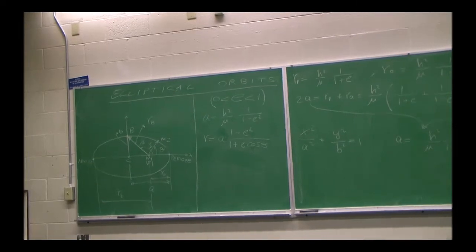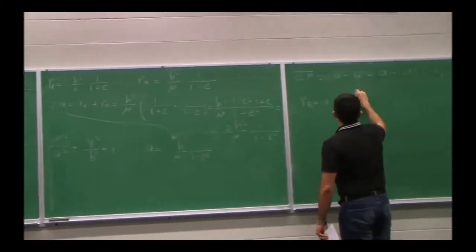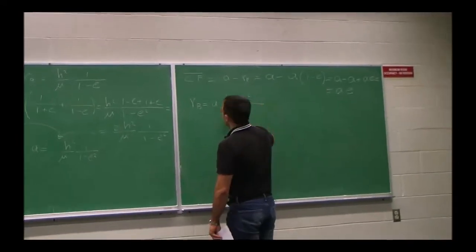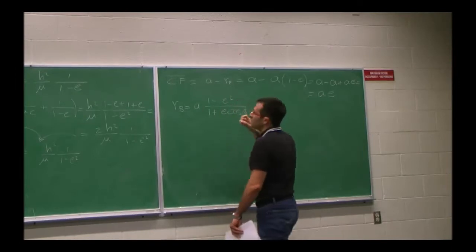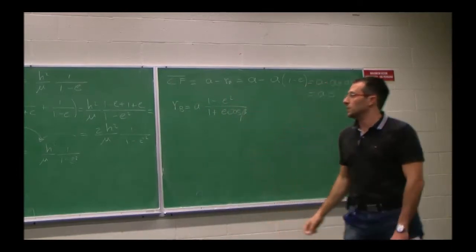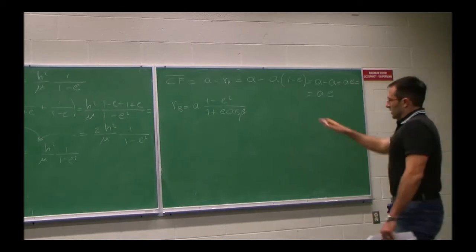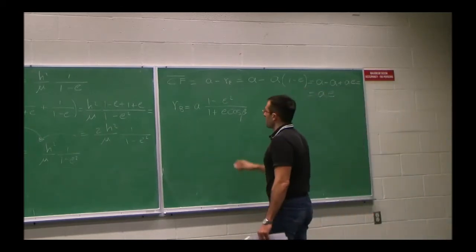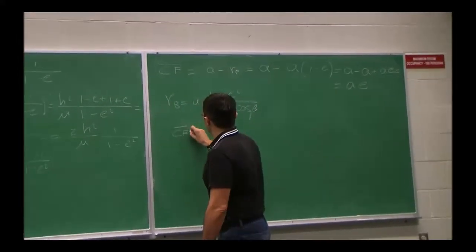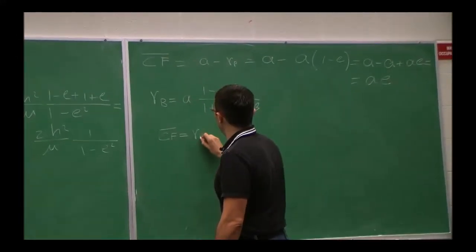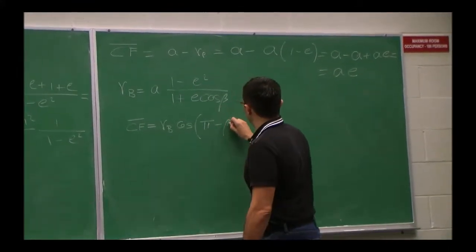So RB would be, going to reuse that expression, A 1 minus E squared over 1 plus E cosine of beta, where I call that angle beta the particular value of the true anomaly, which I don't know what it is. It really depends on the eccentricity, as we will see in a second. And I do know the following, that CF is given by RB cosine of pi minus beta, right?